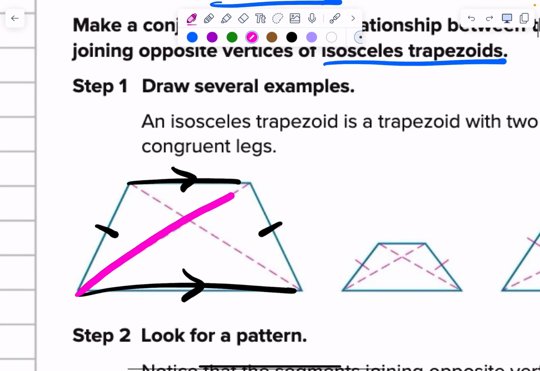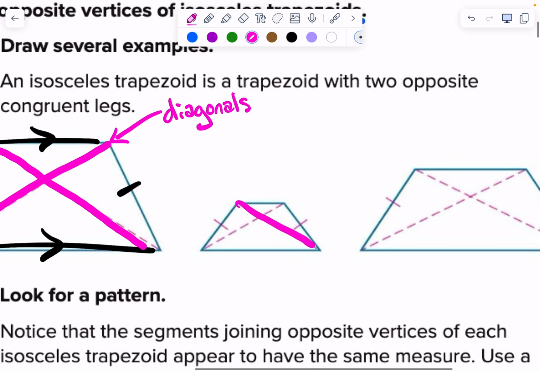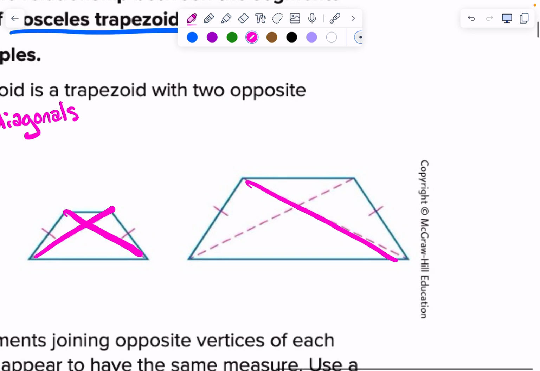So like this one. What's it called? A line that starts with a D. It's called a diagonal. So we're making a conjecture about the diagonals. That diagonal in comparison to this one, this diagonal in comparison to this one.